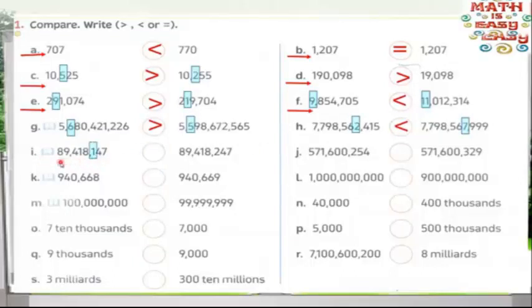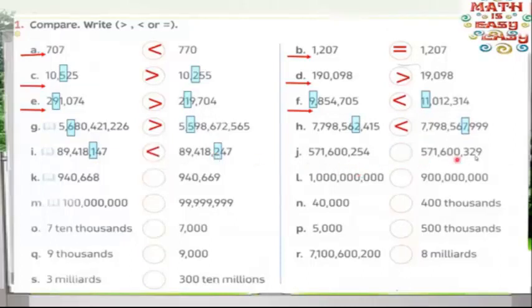Here we have 8, 9, 4, 1, 8, with 1 in the hundreds place. But here we have 8, 9, 4, 1, 8 with 2 in the hundreds place. 1 is less than 2, so the first number is less than the second number.